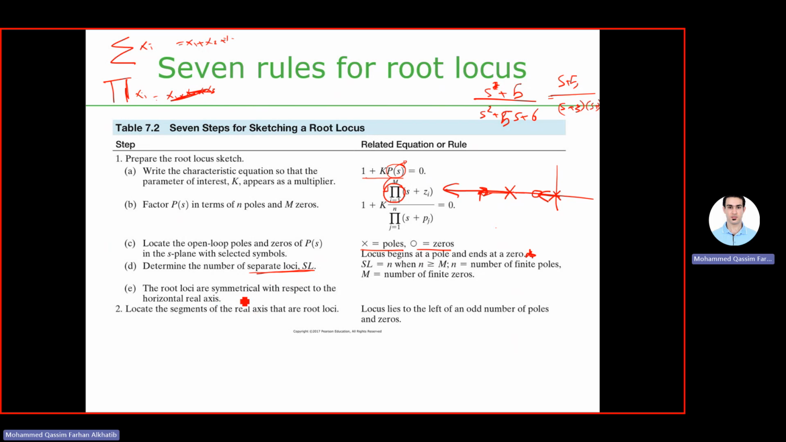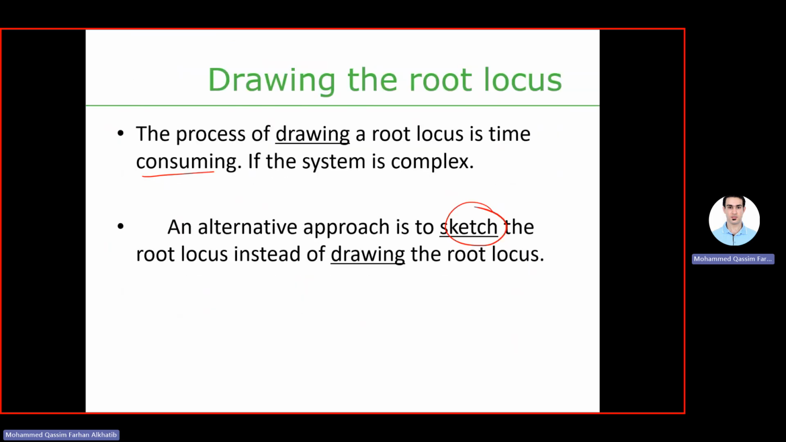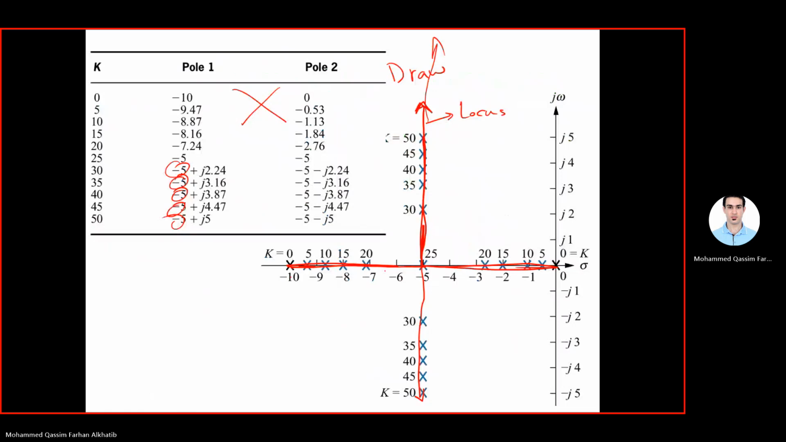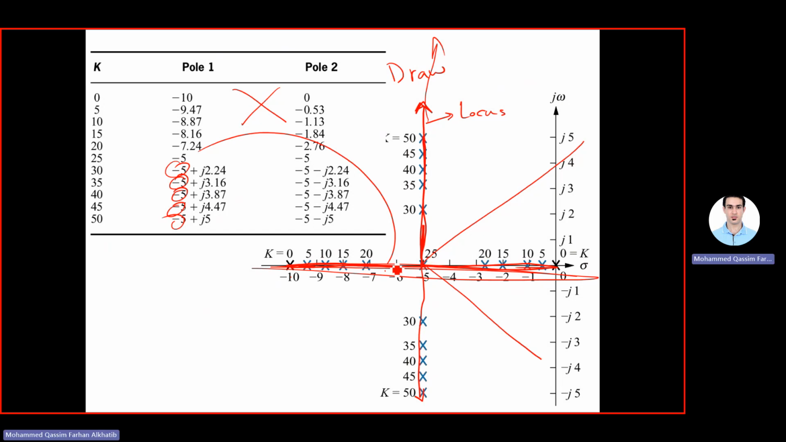So the root loci are symmetrical with respect to the horizontal real axis, basically because we have conjugates. So it has to be symmetrical over the x-axis. Like in this case, over this axis, they are mirror images. If you have something like this, you will have something like this. They are just mirror images over the x-axis.